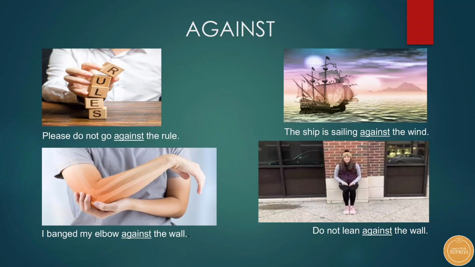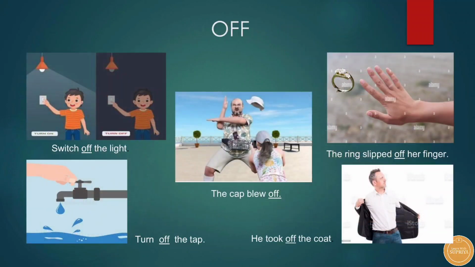Here are some examples. Please do not go against the rule. I banged my elbow against the wall. Do not lean against the wall. The ship is sailing against the wind. Now, off. Here, off implies a sense of separation.